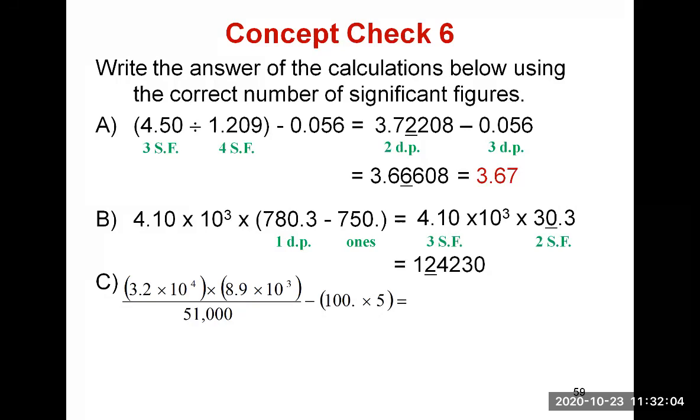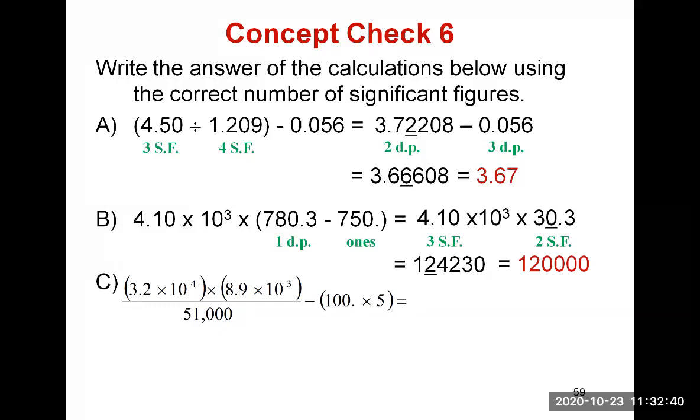The calculator answer is 124,230. So 2 significant figures means you keep the 1, the 2, and what comes after is a 4, so you will need to round down. So it's going to be 120,000. And you do not show the decimal point, otherwise you would show many more significant figures than you need.